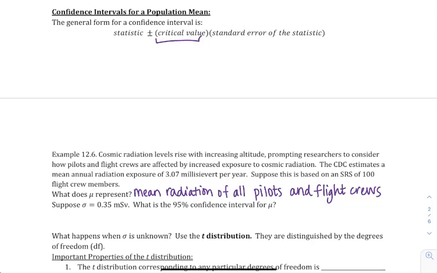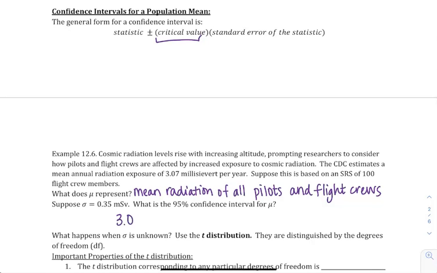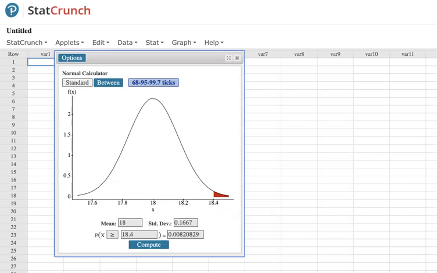So if we wanted to find a 95% confidence interval, we would take our statistic, which is 3.07, we would add and subtract that 1.96, our z-star value, and then our sampling distribution standard deviation would be 0.35 divided by the square root of 100. Now we're going to go to StatCrunch to get this answer.